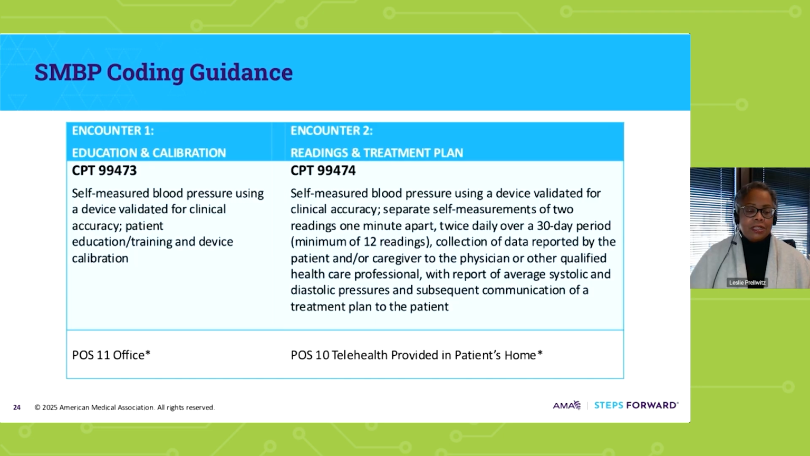Sure. Well, let's go to the next page. And again, we've got 2 encounters here. So encounter number 1 for education and calibration, when the patient first comes in for management and education on the device, you would use code 99473. So that's your self-monitored blood pressure using a device calibrated for clinical accuracy. And again, this is designed to encompass the patient education, training, and device calibration portion of the care that's being delivered.